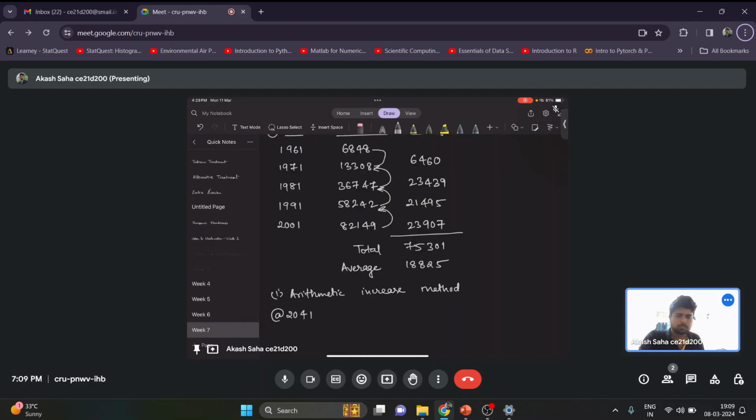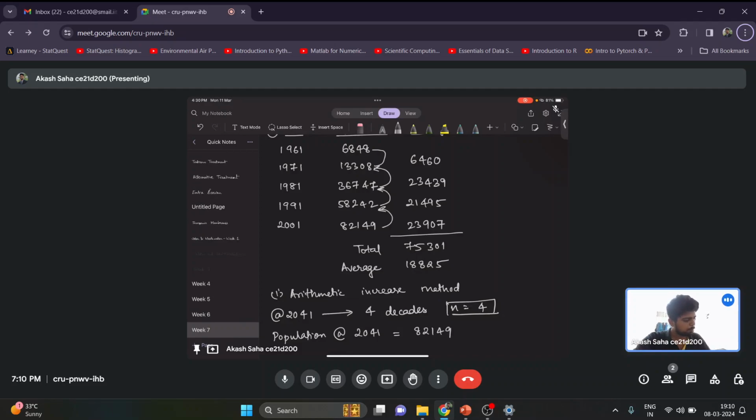So at 2041, if we see the number of decades from 2001 to 2041, it is 4 decades. So our n will be equal to 4. So the population at 2041 will be... So what is the known population in 2001?